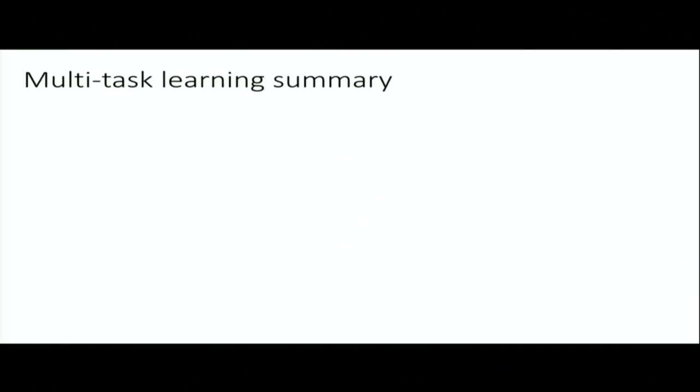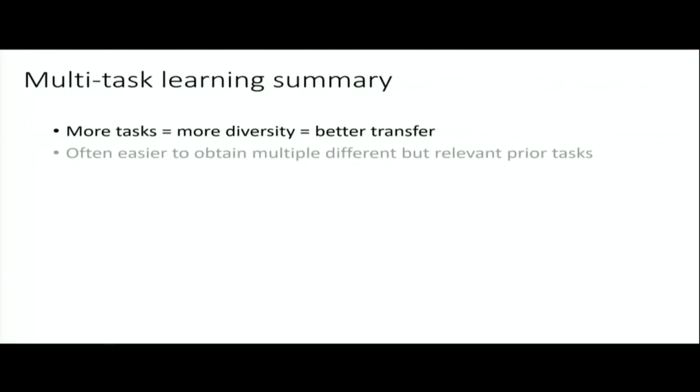So summary of multitask learning. More tasks equals more diversity equals better transfer. So sort of similar story in general as what we saw in the discussion of forward transfer. It's often easier to obtain multiple different but relevant prior tasks than it is to manually design a highly diverse source domain for the particular task that you want. So in many cases, it is quite relevant to consider multitask transfer.